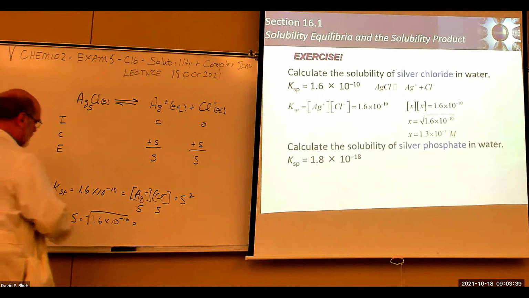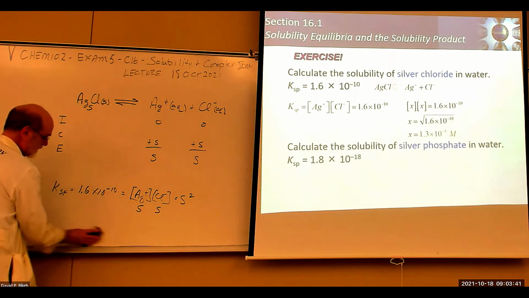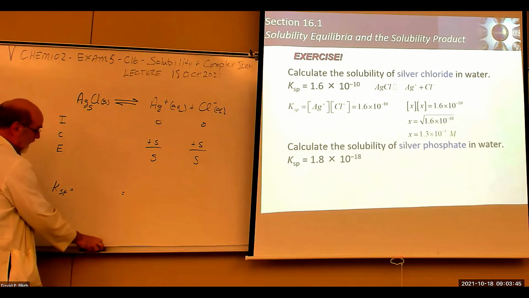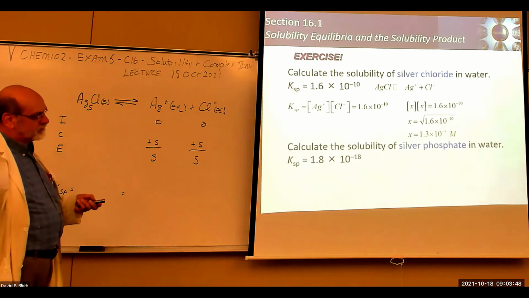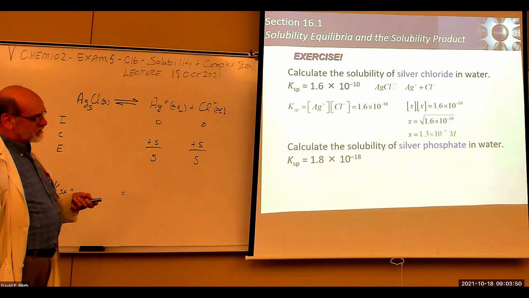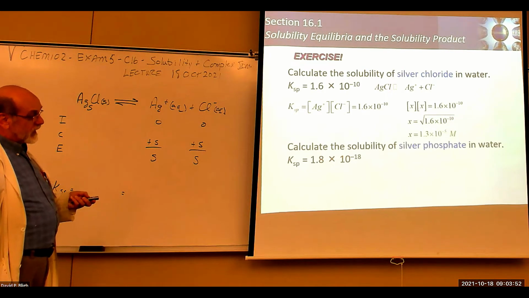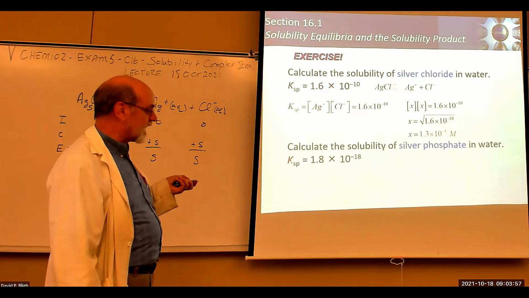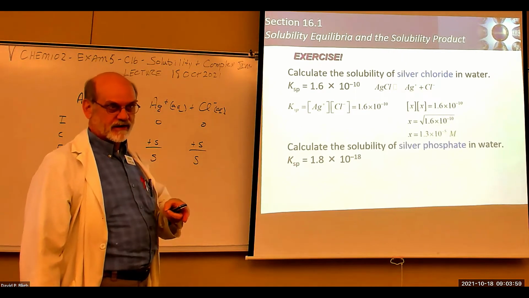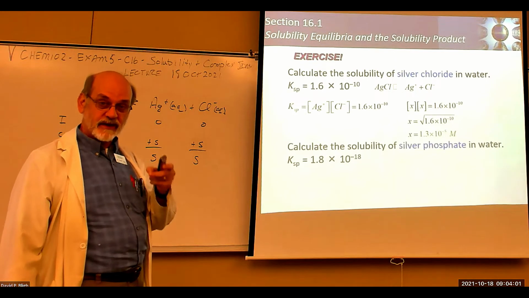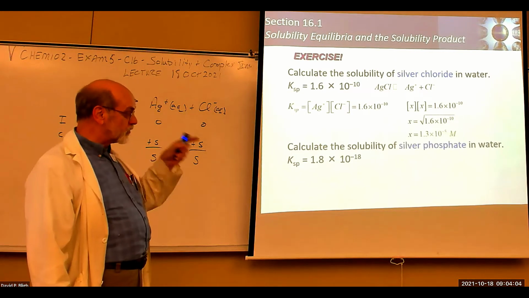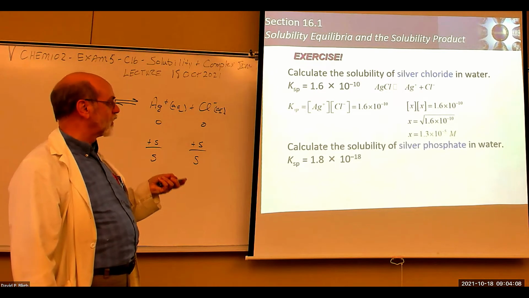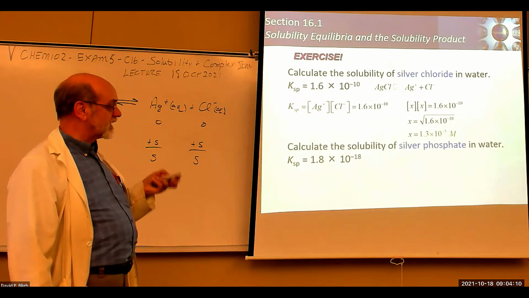How about silver phosphate? Let's try that one. If you look in your solubility chart, it'll say, oh, that one's insoluble too. But it's only, well now, this doesn't say the solubility is less than silver chloride. This says the KSP is less than silver chloride. The only way we know whether the solubility is less than silver chloride is to do the calculations. Right? We've got 1.3 times 10 to the minus 5 molar for silver chloride at a given temperature.